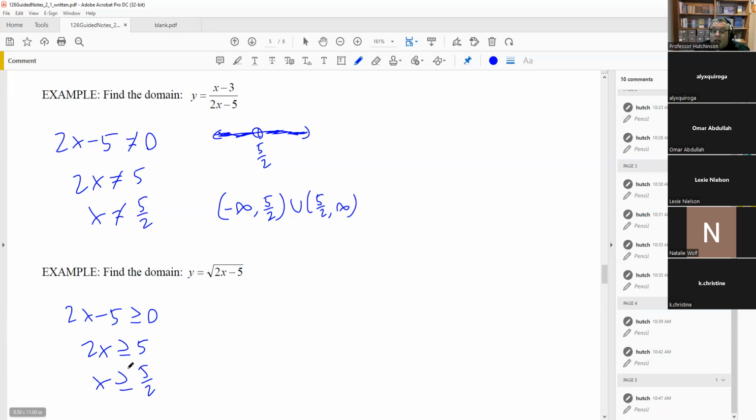So this is telling me that any number that is larger than or equal to 5/2 will work in here. I don't have this on the bottom of a fraction or anything like that. I just have a square root only. And this is how we solve it.